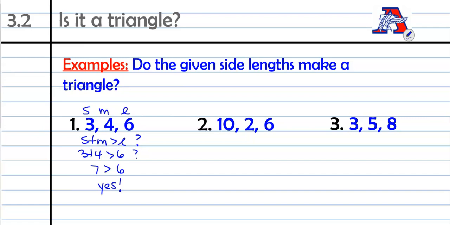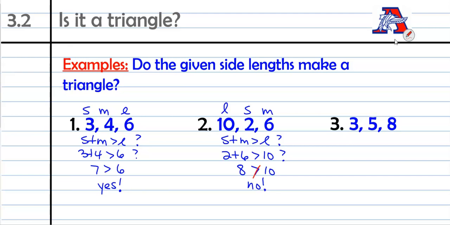Okay, go to example 2. Now these ones aren't in order. 10 is the largest side. Use a cursive L so it doesn't look like a 1. 2 is definitely the smallest, and 6 is in the middle. So we're going to check, is small plus medium greater than large? In our case, 2 plus 6, is that bigger than 10? 2 plus 6 is 8. So now we have a statement that says 8 is greater than 10. That's false. That is not true. So no. Side lengths of 10, 2, and 6 would not work because 8 is definitely not bigger than 10.